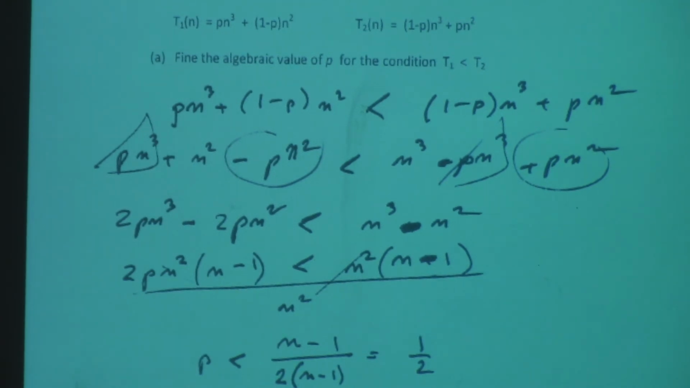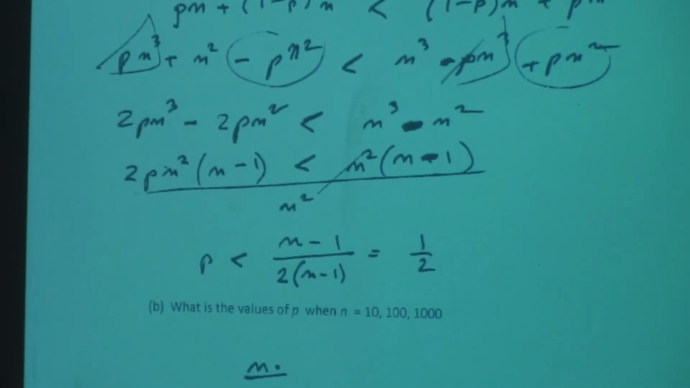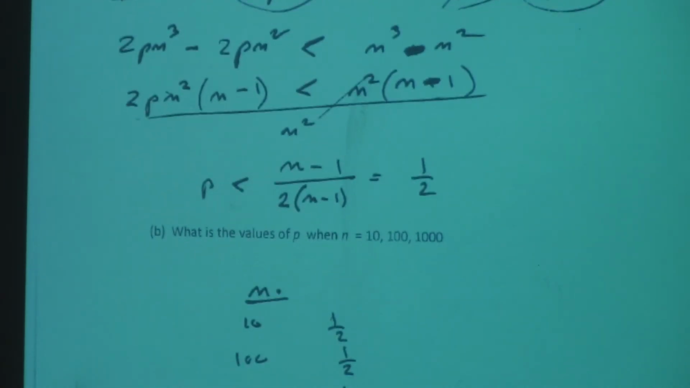And that gives us, after dividing by 2 times n minus 1, P is less than n minus 1 over 2 times n minus 1. These two are factors that can cancel into each other. We have P is less than 1/2. So that's the value. So find the algebraic value of P. So algebraic value of P is 1/2 times n to the 0, and it disappears from the problem, right? So therefore, what are the values of P when n is equal to 10, 100,000? It's going to be all the same.